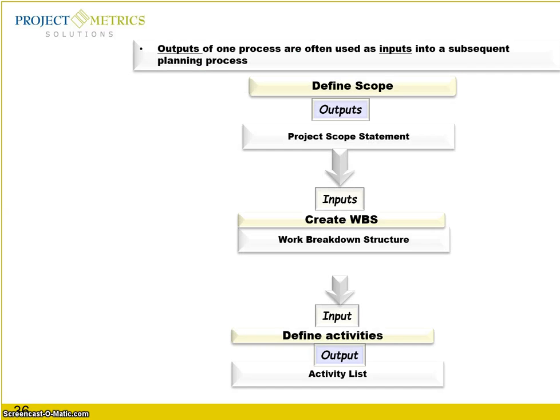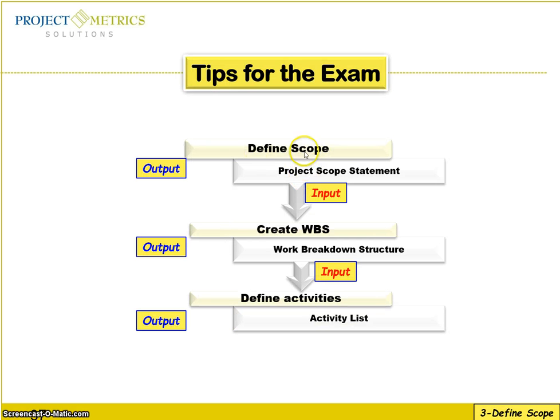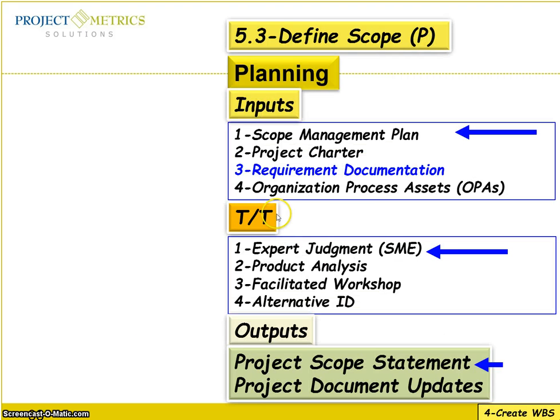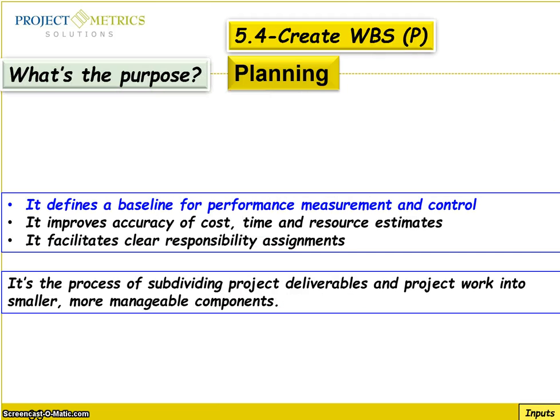So again, to find out when you use the processes, there is output. One of the outputs you might use as input here. So in this case, when you define the scope, you're going to get the project scope statement. So you are going to use it as input when you create the work breakdown structure. Now, what are the inputs here? Scope management plan, project charter, requirement documentation. What tool and technique? Expert, subject matter expert, or facilitation workshop, and you're going to get the project scope statement, which is one of the project documents.